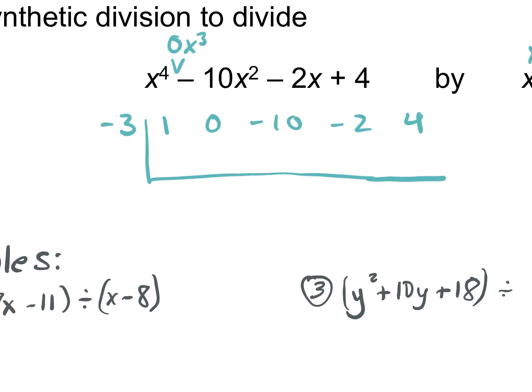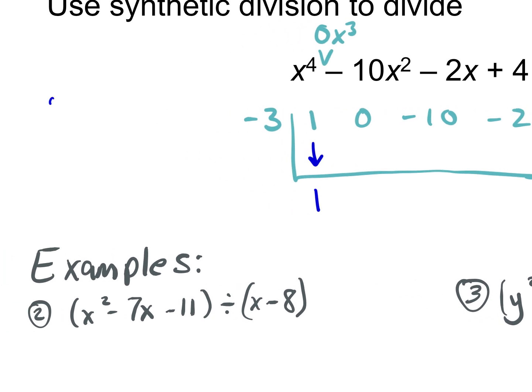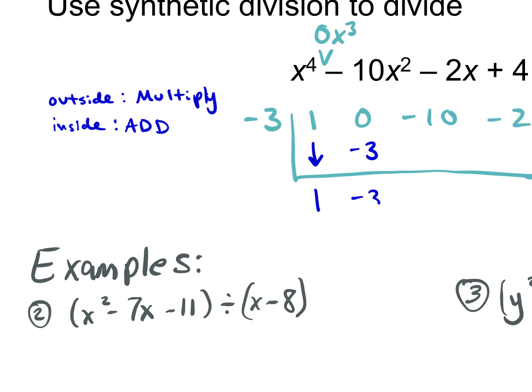Now the first thing we want to do with synthetic division, once we set it up, is drop down the first number. Outside of the box, we multiply. So I have -3 times 1, which is -3. Inside the box, we add. So 0 plus -3 is -3. Outside we multiply. -3 times -3 is 9. Inside the box we add.